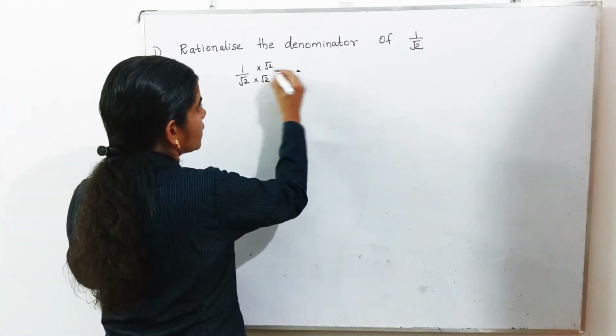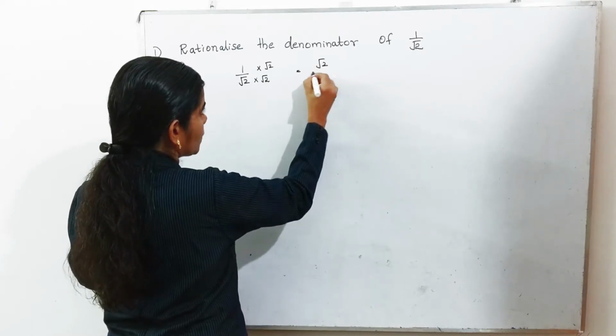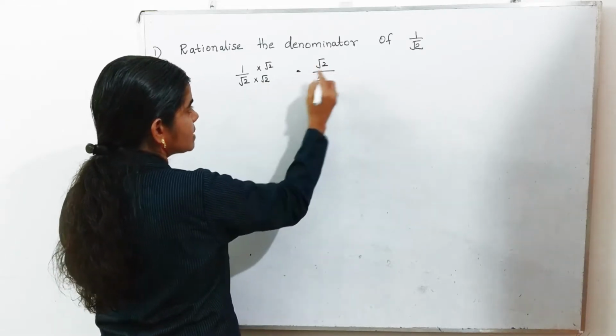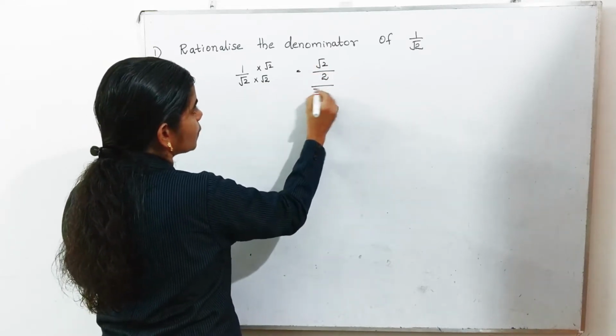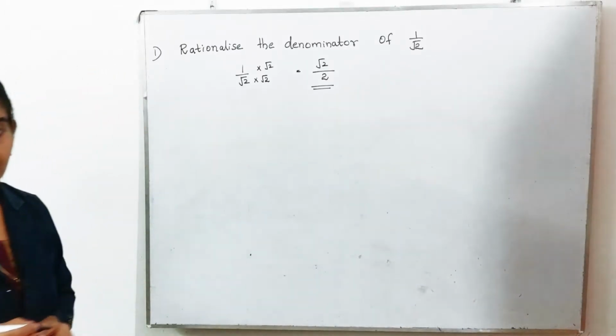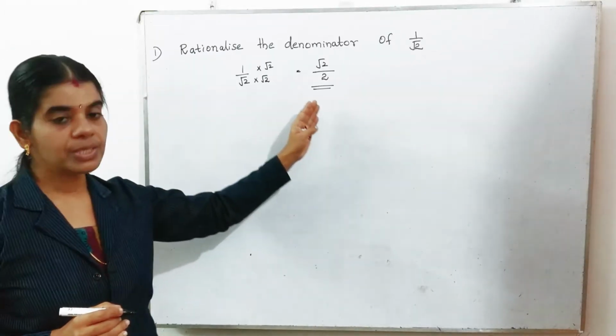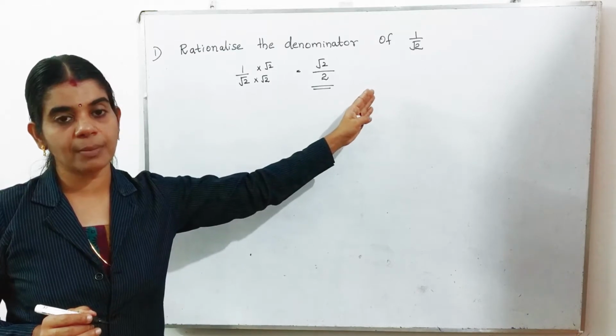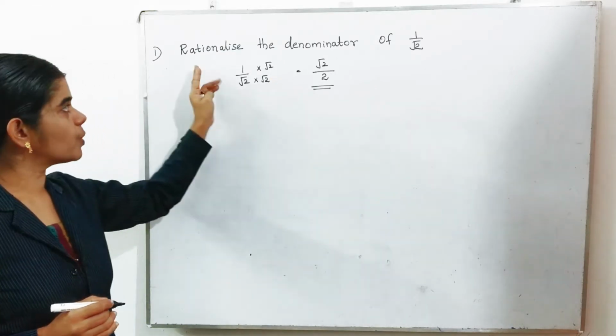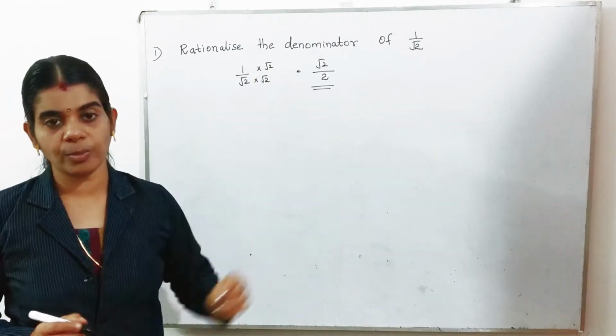Therefore, 1 into root 2 means root 2. Root 2 into root 2 means that will become 2. Therefore, we have rationalized the denominator. You got root 2 by 2. Therefore, the denominator became a rational number. Therefore, we have already rationalized the denominator.